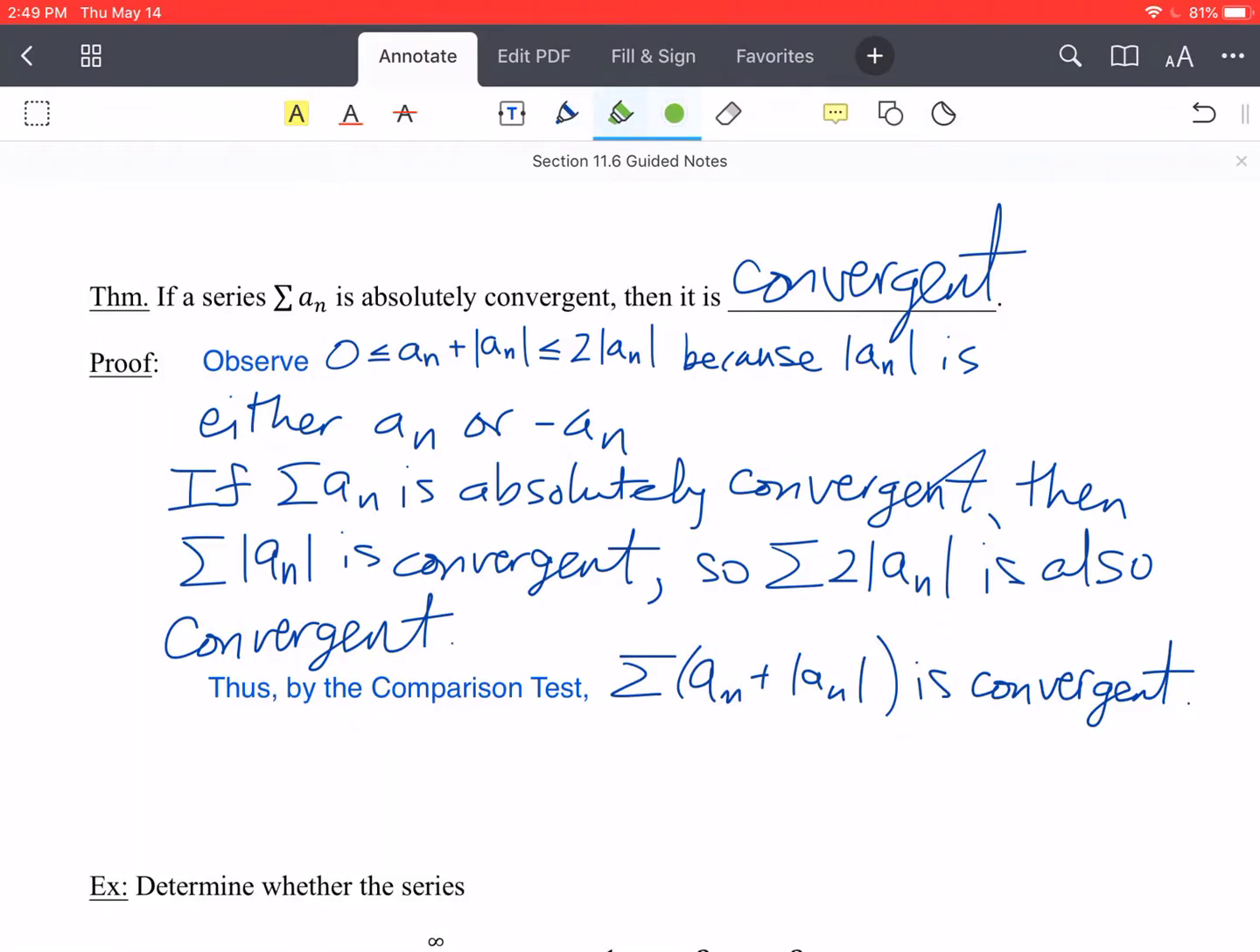Right? So again, we just showed that because we're assuming that the series is absolutely convergent, that means its absolute value is convergent. So that means double its absolute value is convergent. And since that double absolute value is greater than or equal to this, and it's convergent, by the comparison test, something smaller than it must also be convergent. Okay, so that gives us that the sum is convergent.